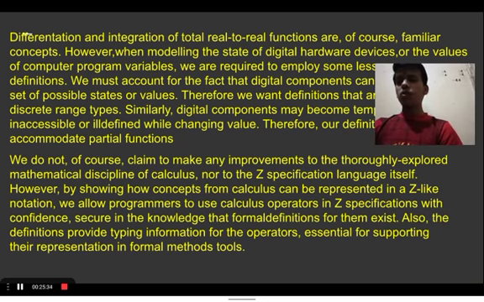We do not, of course, claim to make any improvement to the thoroughly explored mathematical discipline of calculus, nor the Z specification language itself. However, by showing how concepts from calculus can be represented in a Z-like notation, we allow programmers to use calculus operators in Z specifications with confidence, secure in the knowledge that formal definitions of them exist. Also, the definitions provide typing information for the operators, essential for supporting their representation in formal method tools.